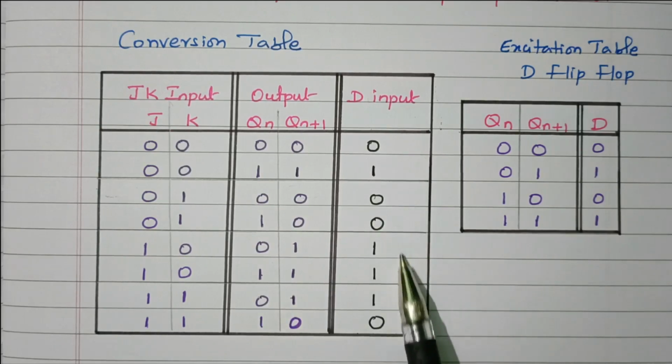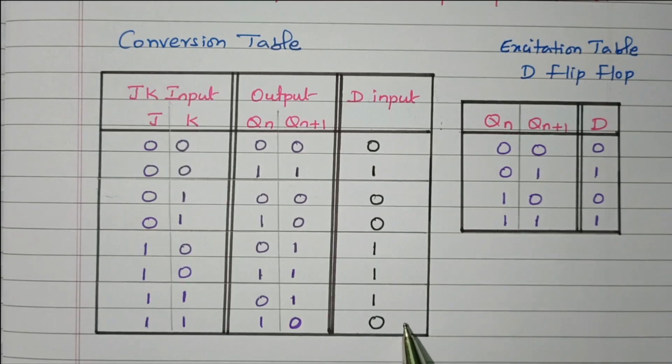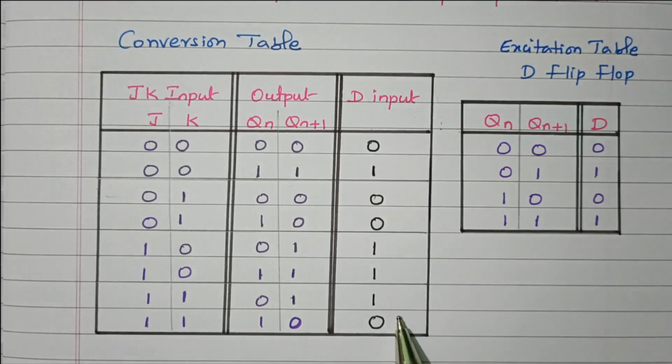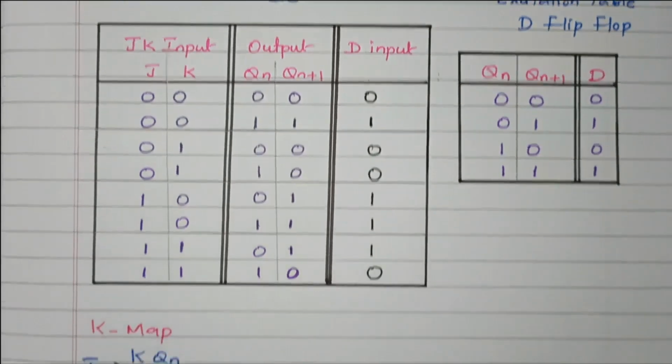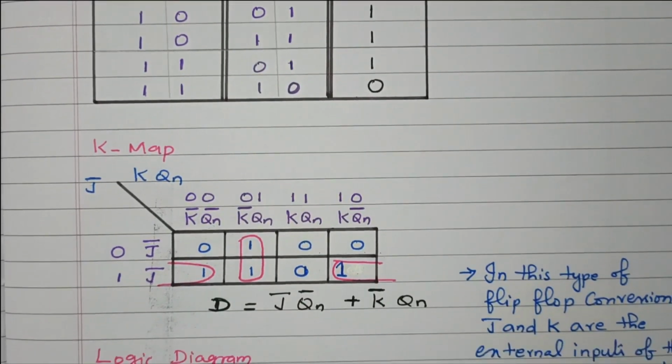So now we decided the D input based on the excitation table. Now we need to find the logical expression for D input using the Karnaugh map. By using the Karnaugh map, we need to find the logical expression for D input, and that should be implemented with the logic diagram. Now based on this, we will see the Karnaugh map to find the logical expression for the D.